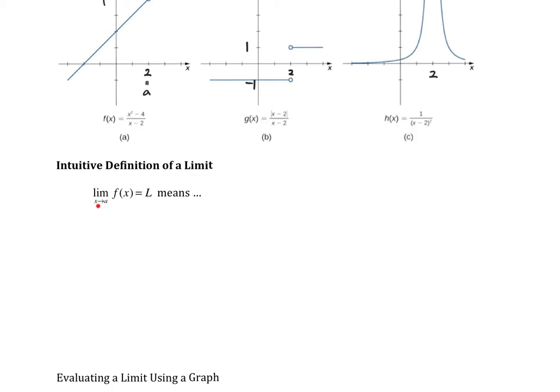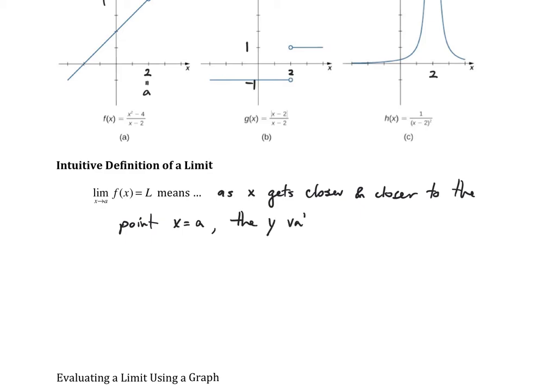The limit as x approaches a of f of x is equal to L. This means as x gets closer and closer to the point x equal to a, the y values of the function appear to be going to L.